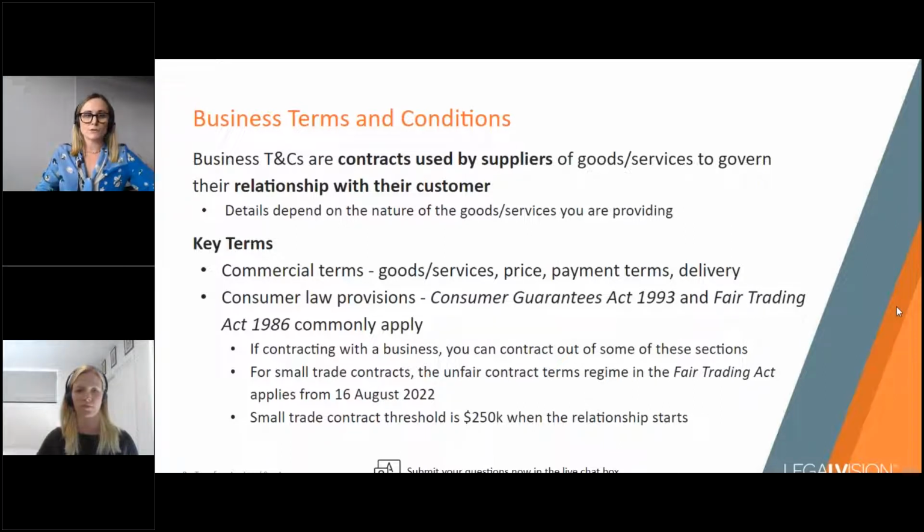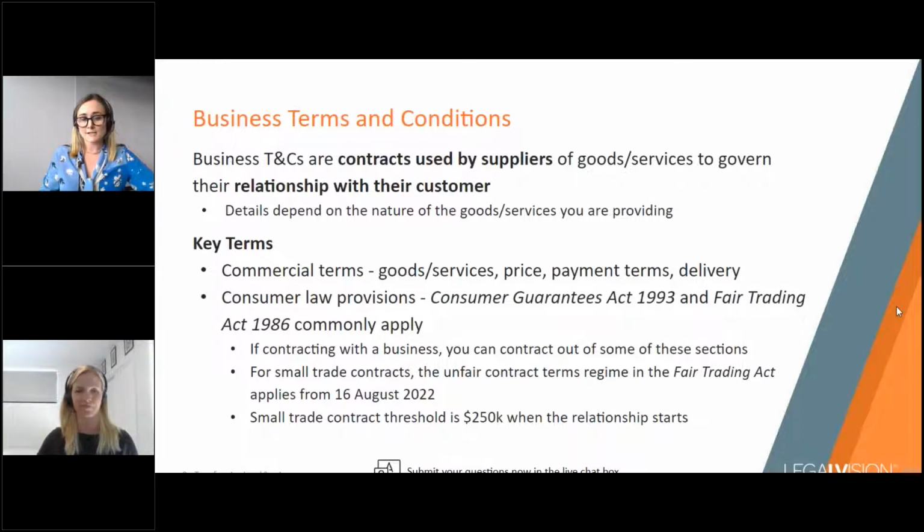In addition to consumer guarantees, you need to make sure that your consumer terms don't contain any unfair contract terms. An unfair contract term is one that would cause significant imbalance between the parties and is not reasonably necessary to protect your legitimate business interests. For example, unilateral termination rights. If you were allowed to terminate but the consumer wasn't, or if you imposed a penalty on the consumer for cancelling early, those could be considered unfair contract terms.